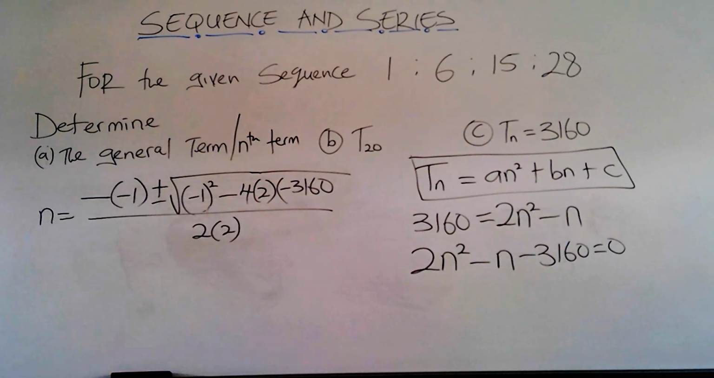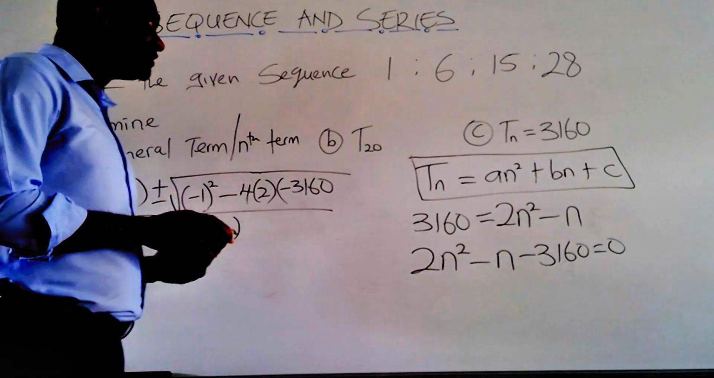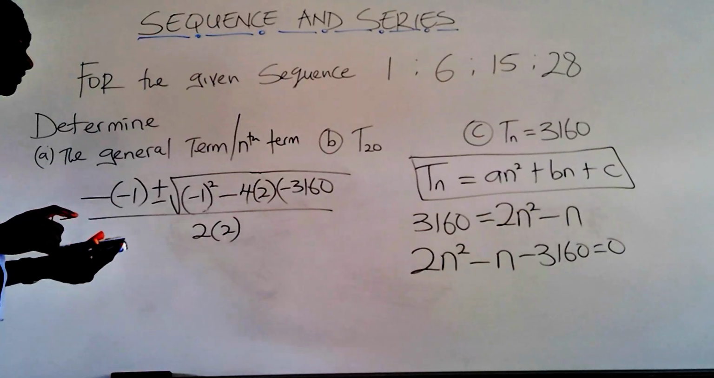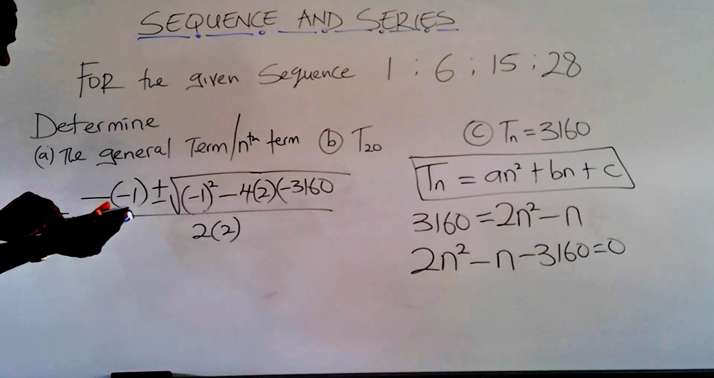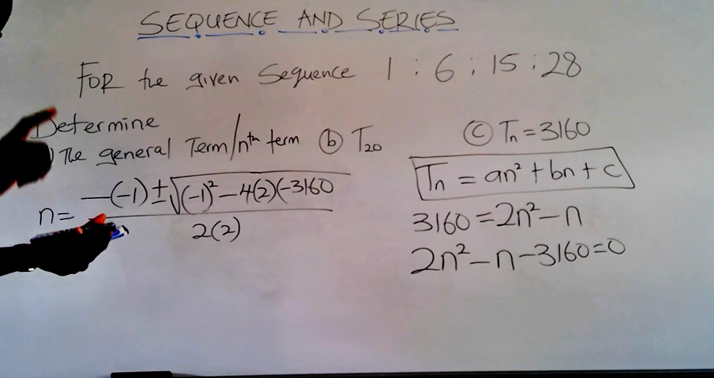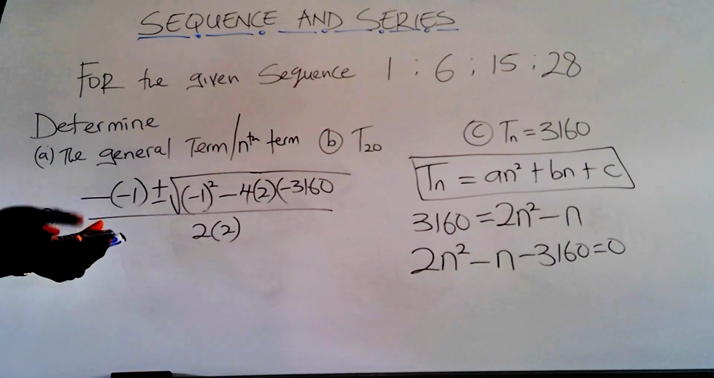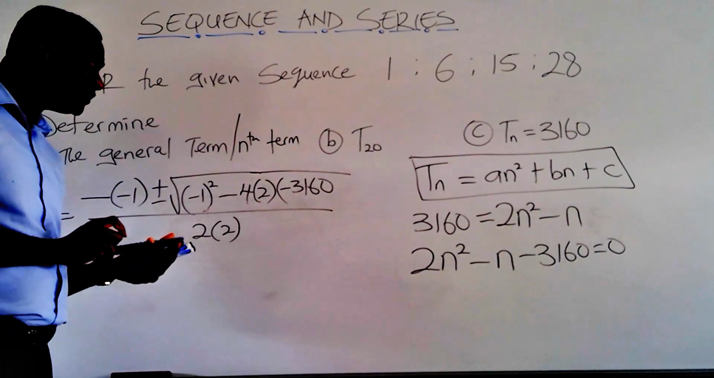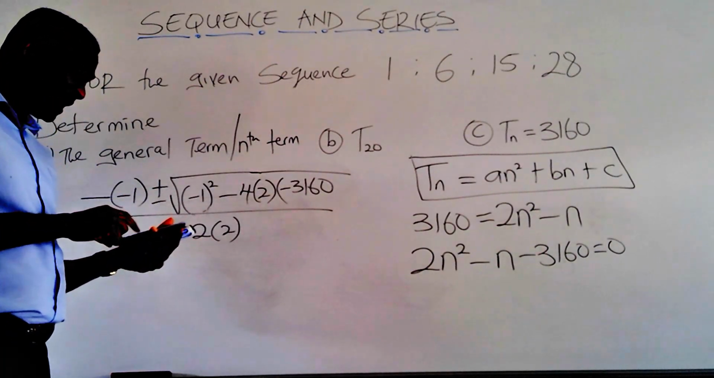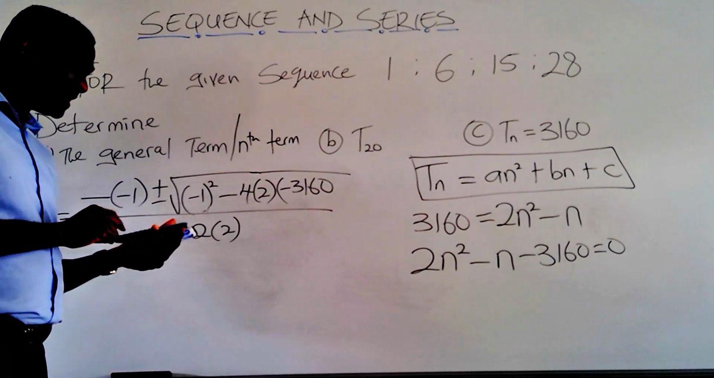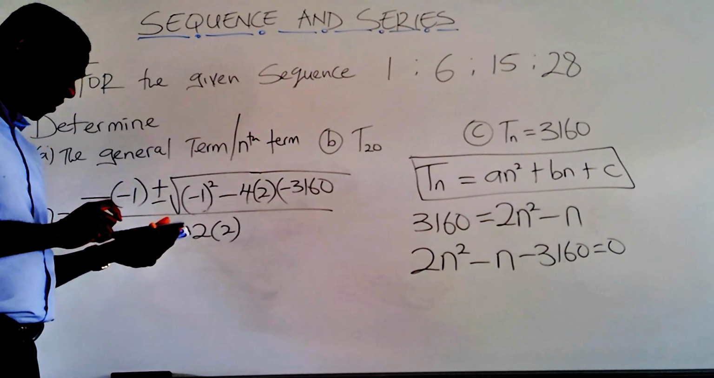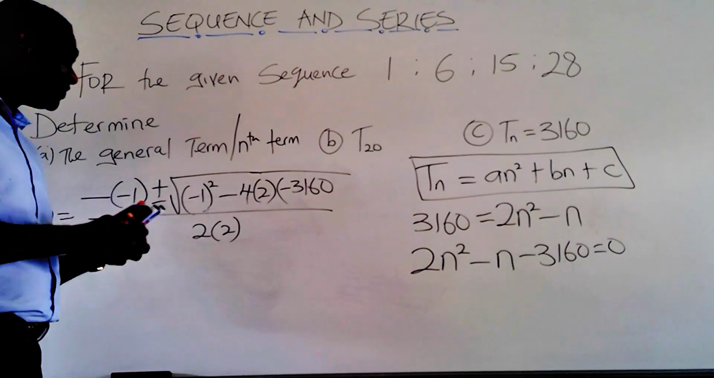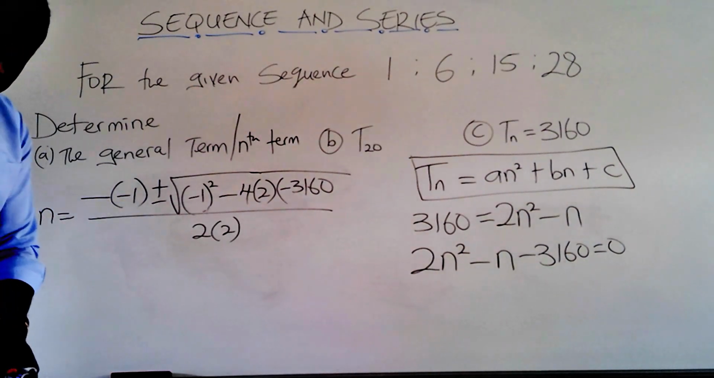Now, what we must note is that n must be a positive integer because they are asking for the term number. And if they are asking for the term number, that term number must be a positive whole number, not a negative number or a fraction. It's like asking you the number of people. And remember, the number of people can never be half or negative. Now let's simplify this. Let's go on.